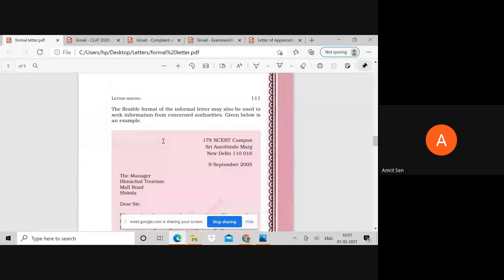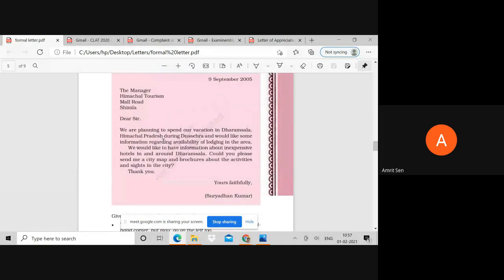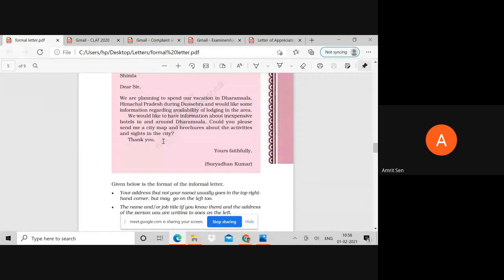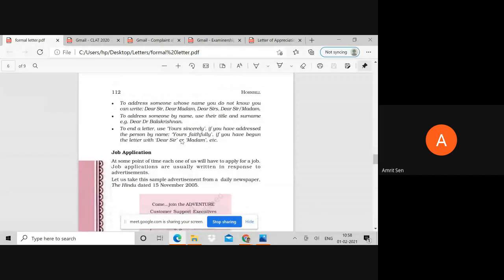And then you have, for example, a letter written to the manager, Himachal Tourism, Mall Road, Shimla. It says, dear sir, we are planning to spend our vacation in Dharamsala and would like some information regarding availability of lodging in the area. We'd like to have information about inexpensive hotels. And then the purpose of the letter, could you please send me a copy of the city map, and so on and so forth. Right.